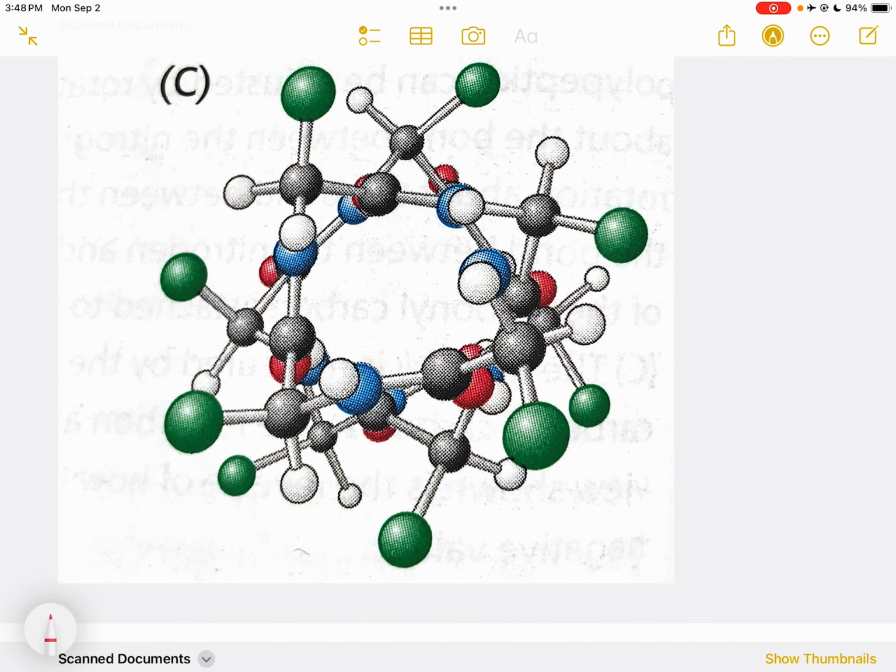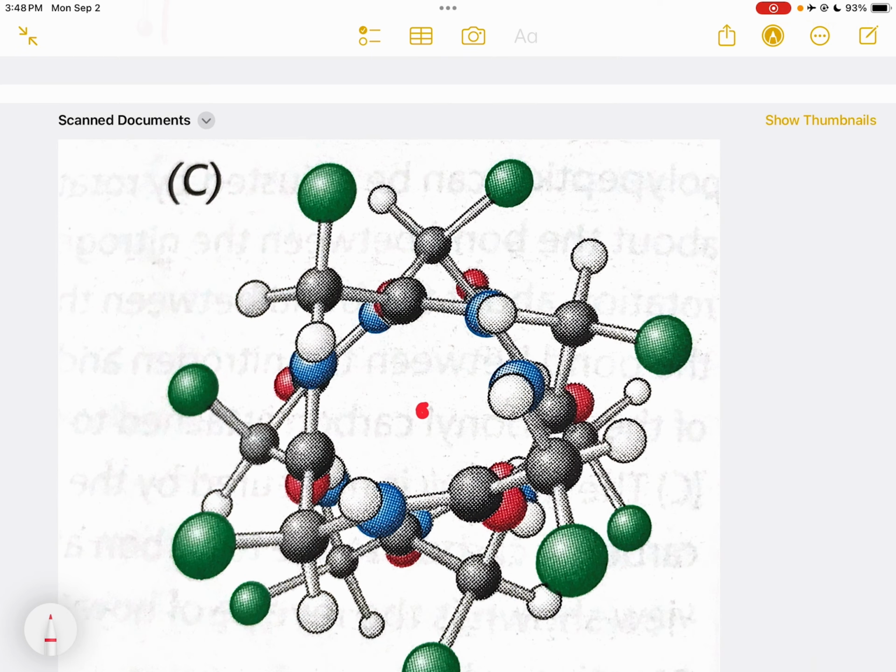Here's another picture where we're looking down the axis. So the axis is there, and notice that the R groups are all out to the side.